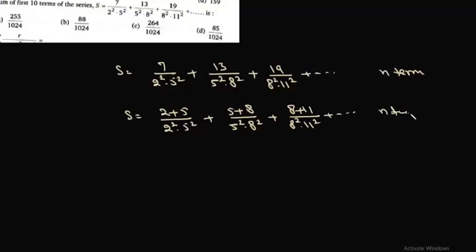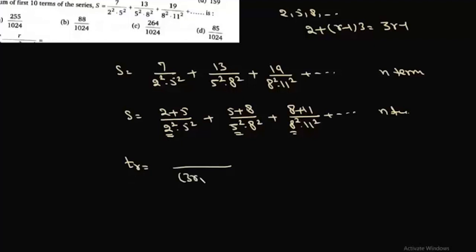Now if we look at these first terms in the denominator, 2, 5, 8, it is an AP. So we'll find the nth term of this AP, or rth term. It will be a plus r minus 1 into common difference, which is 3. So there will be 3r minus 1. So we can write its general term Tr as 3r minus 1 whole square.